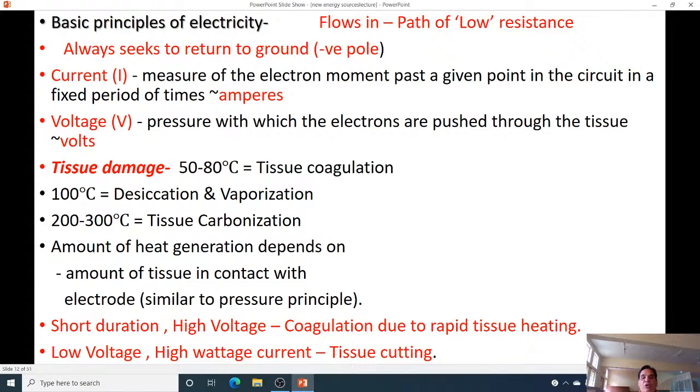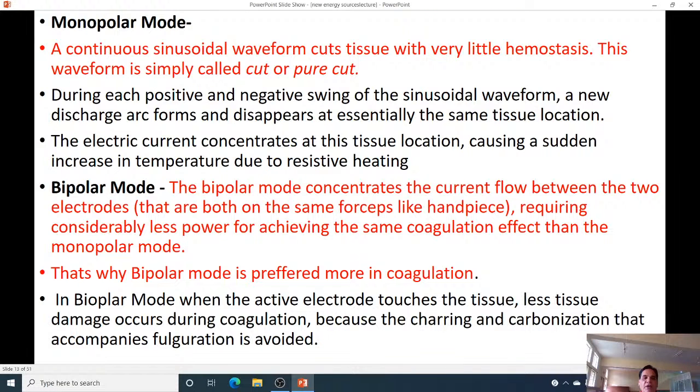And this amount of heat generation depends on the amount of tissue in contact and what type of electrodes you are using. So short duration, high voltage is coagulation. Low voltage, high wattage, continuous is tissue cutting. High voltage, short duration, coagulation. Low voltage, long duration, tissue cutting. Okay, this is in short.